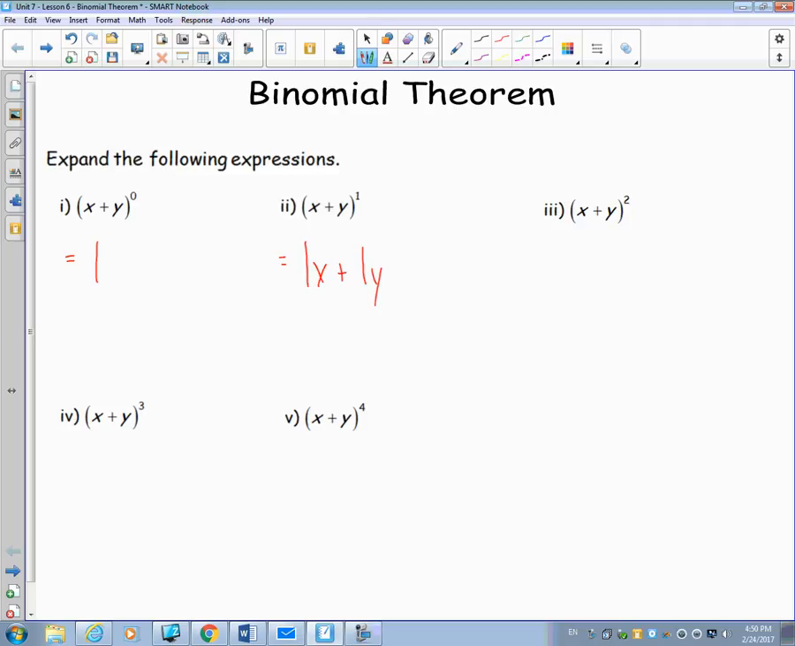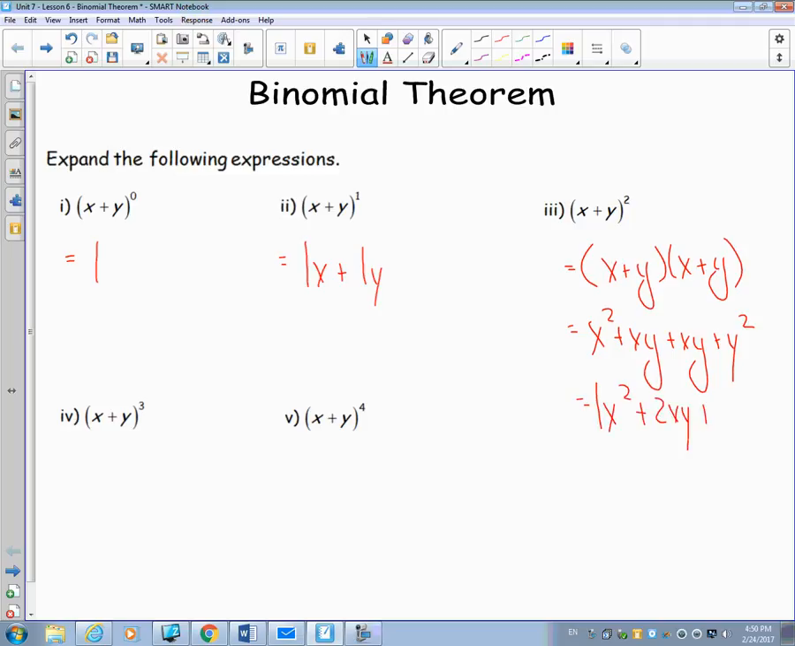Now let's try x plus y squared. What does that come out to? Well, x plus y squared really means x plus y times x plus y. So if we FOIL this, we'll get the expression 1x squared plus 2xy plus 1y squared. Okay, we've done that before.